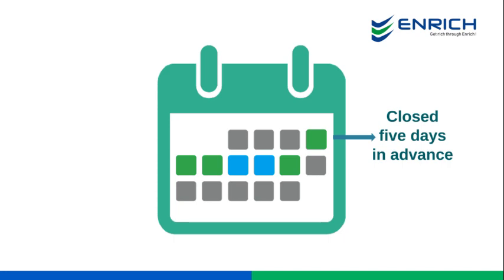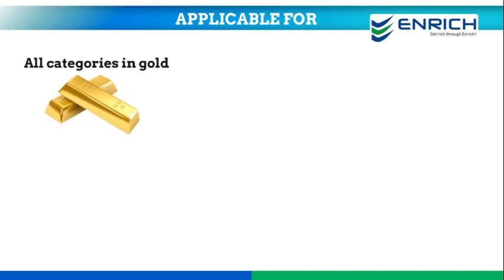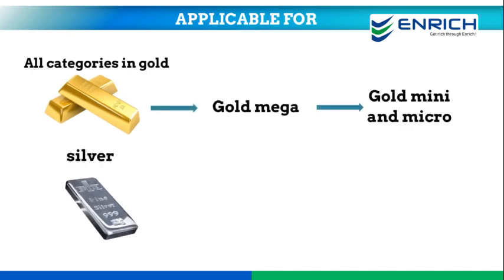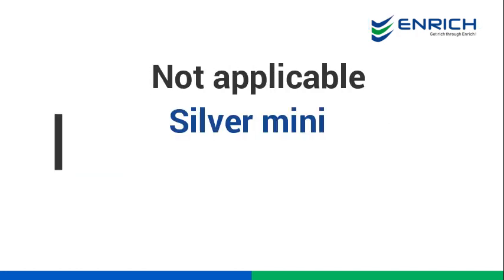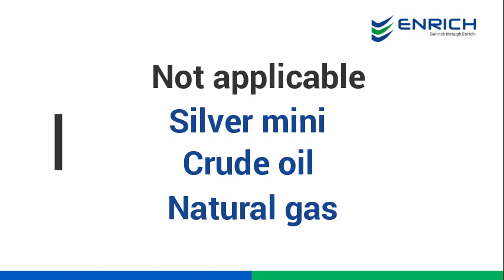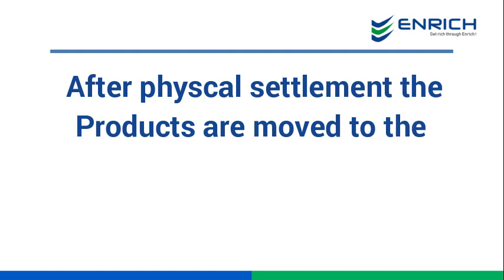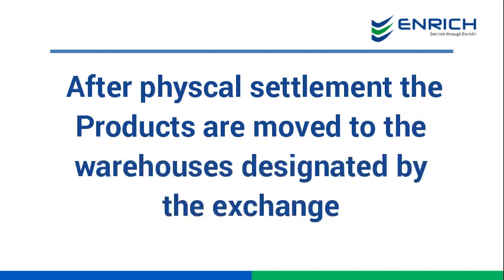Now, what are the scripts to which the tender period is applicable? All the categories in gold are applicable, like Gold Mega, Gold Mini and Micro. In silver, it's applicable for Silver Mega. However, in the recent circular, Silver Mic or Micro has also been added. Likewise, it's applicable for all the base metals. However, it is not applicable for Silver Mini, crude oil and natural gas. These are the exemptions.